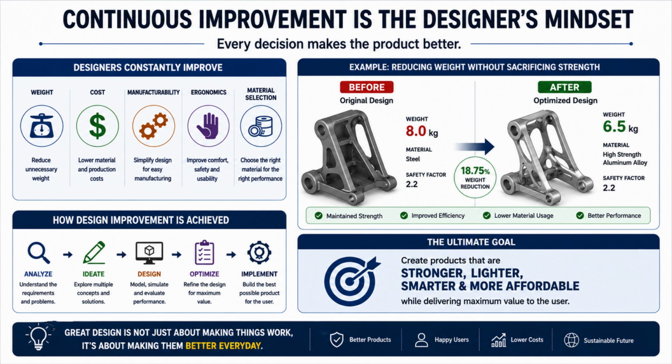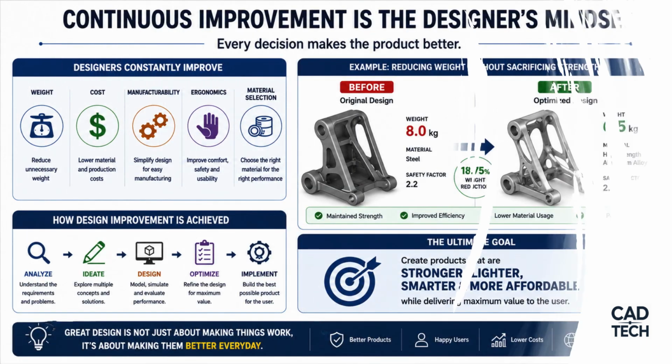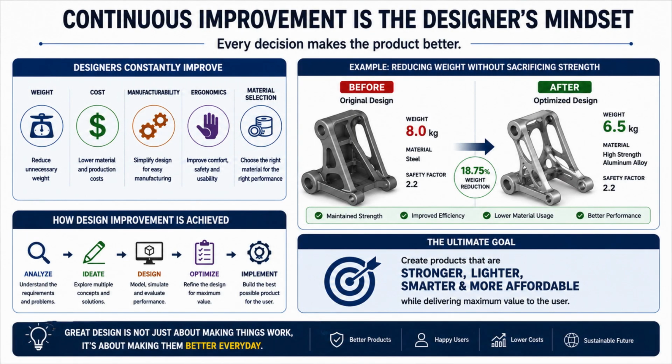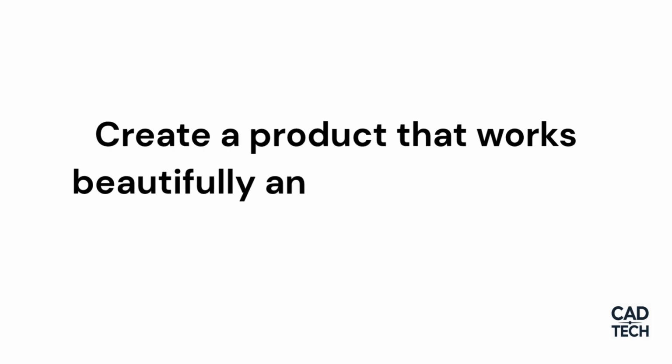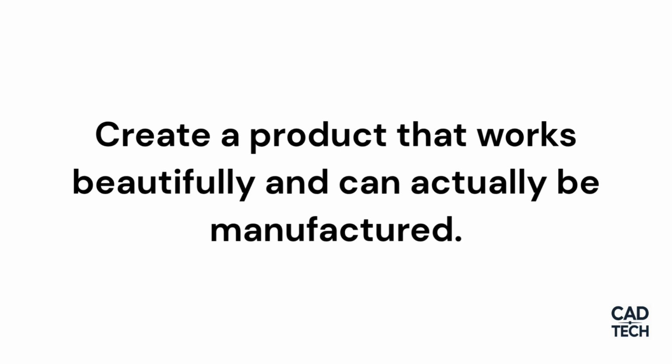But design isn't only about appearance. A designer constantly improves weight, cost, manufacturability, ergonomics, and material selection. For example, reducing a product's weight from 8 kilograms to 6.5 kilograms without sacrificing strength. Their ultimate goal is simple: create a product that works beautifully and can actually be manufactured.